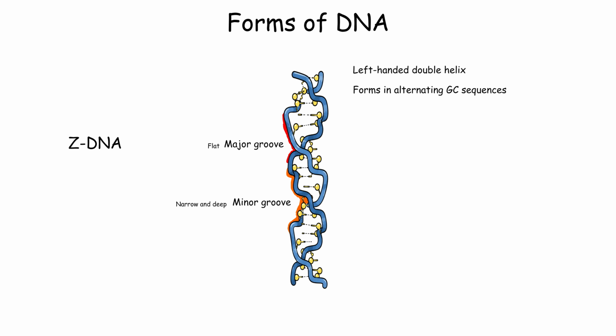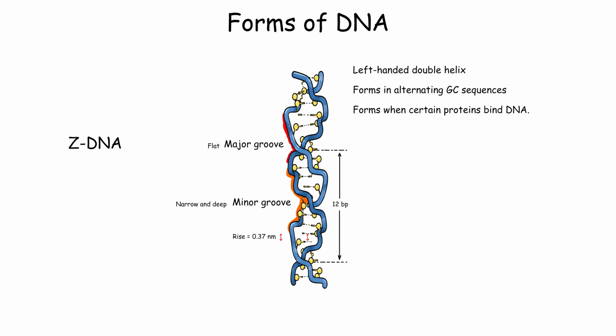zDNA usually forms in specific DNA sequences, especially sequences with alternating purines and pyrimidines, such as GC-GC repeats. It can also form when certain proteins bind to DNA and force it to adopt a different shape. zDNA is longer and thinner than both aDNA and bDNA. It has about 12 base pairs per turn.